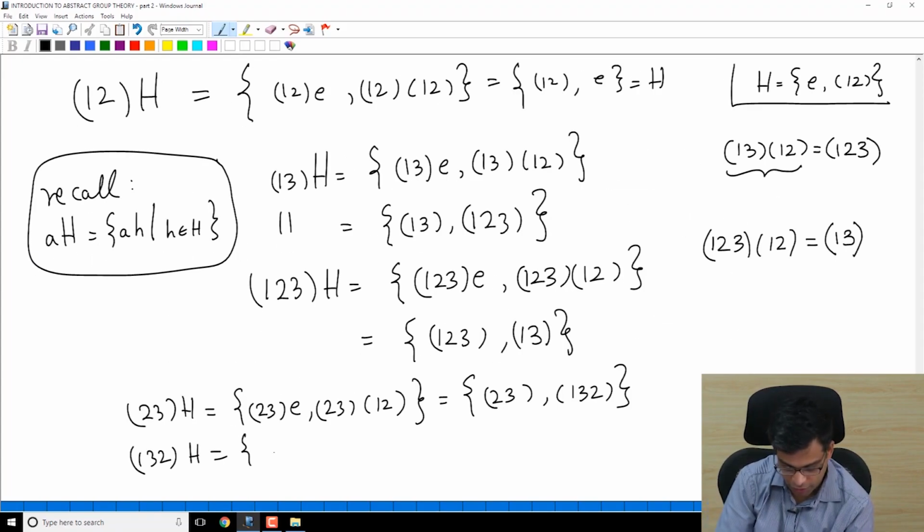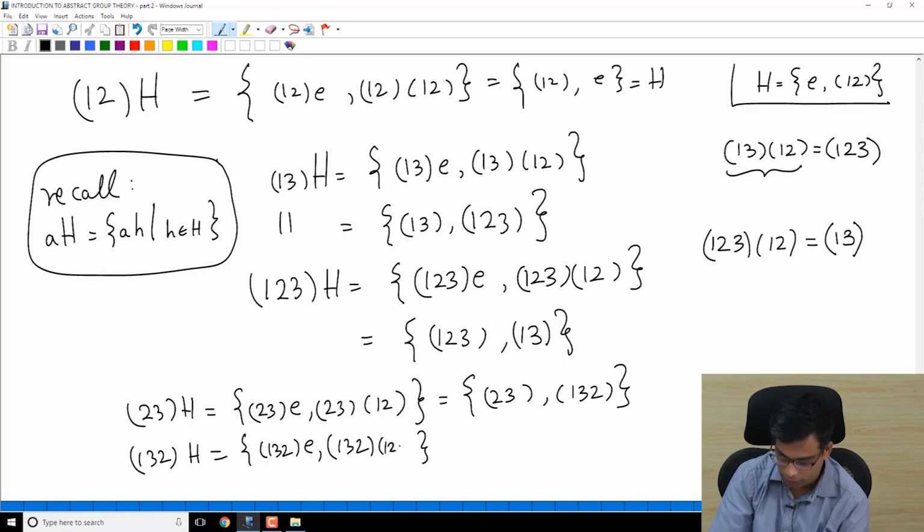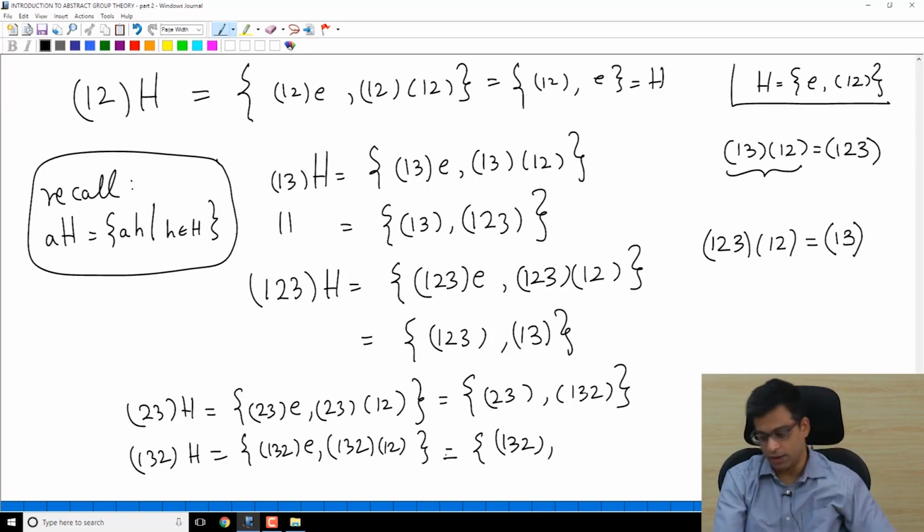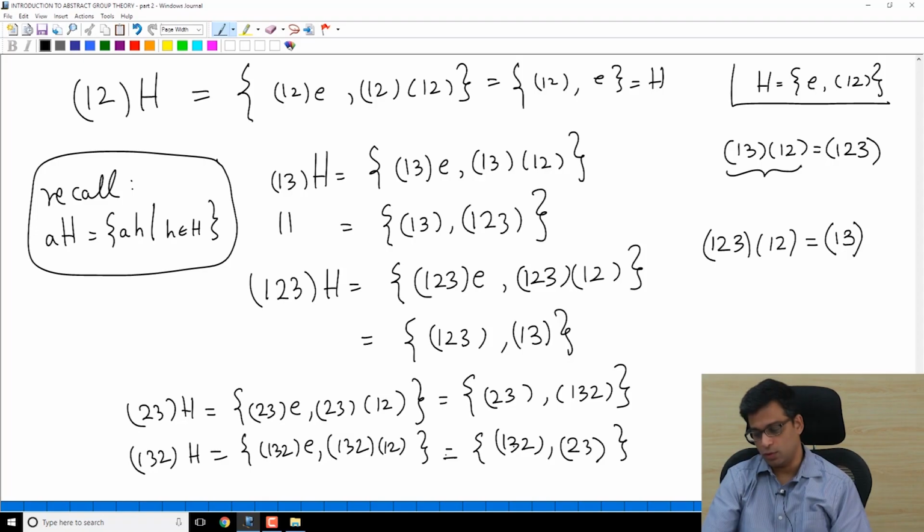What is (1 3 2)H? This is (1 3 2) times E and (1 3 2) times (1 2). Again remember, H is E and (1 2). So (1 3 2) times E is (1 3 2), and exactly as before, because they have something in common, they must be identical, which you can also verify by explicitly multiplying this out. And I strongly urge you to do this on your own. (1 3 2) times (1 2) is actually (2 3). So these two cosets are equal.